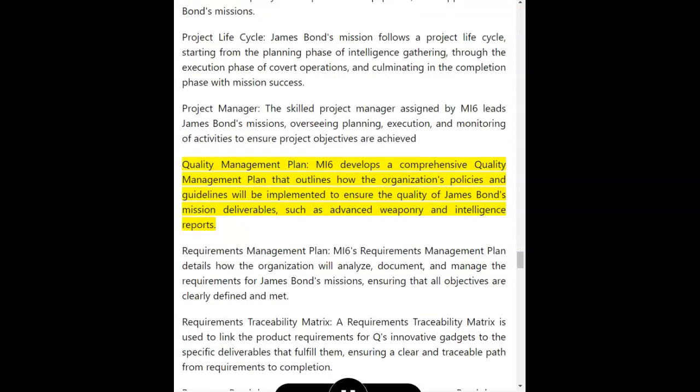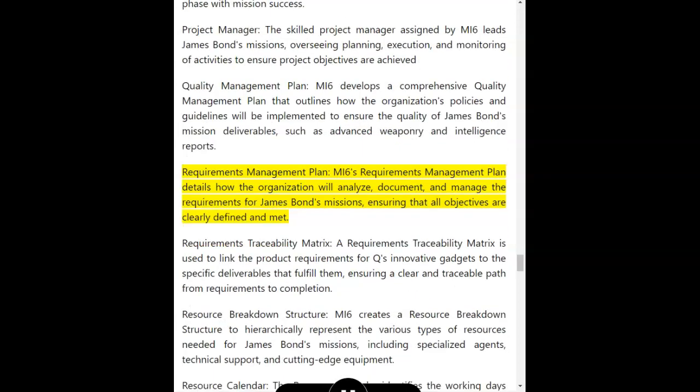Quality management plan. MI6 develops a comprehensive quality management plan that outlines how the organization's policies and guidelines will be implemented to ensure the quality of James Bond's mission deliverables, such as advanced weaponry and intelligence reports. Requirements management plan. MI6's requirements management plan details how the organization will analyze, document, and manage the requirements for James Bond's missions, ensuring that all objectives are clearly defined and met.